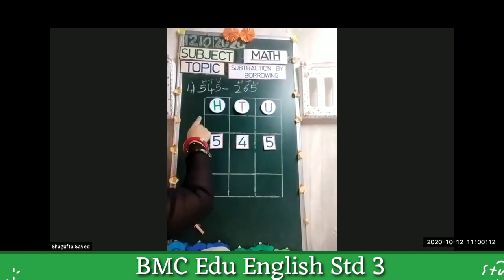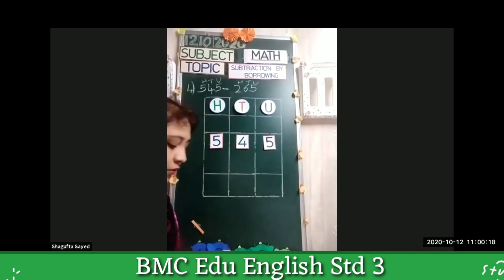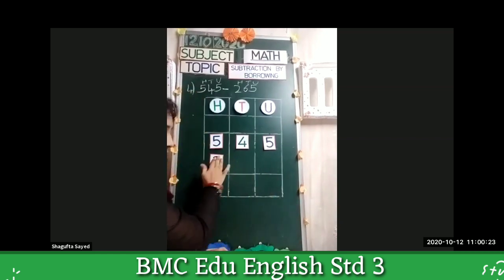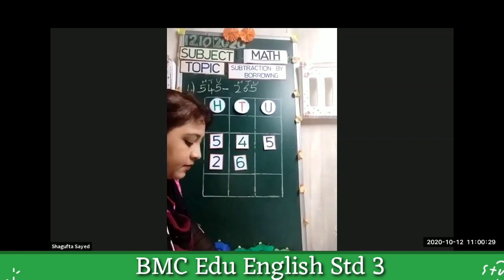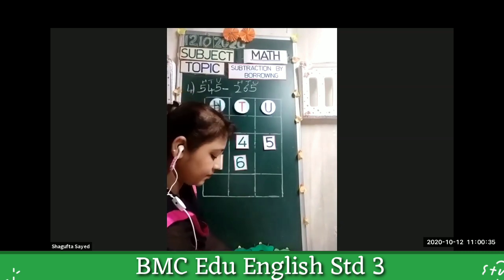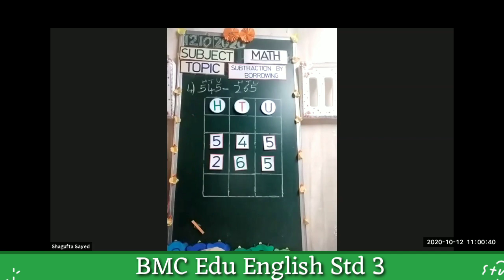Next, we have to minus 265. So, what we are going to do? We are going to minus 265. This is 265. Now, which sign do we have to write here? Subtraction. Very good. Minus sign. So, we have put a minus sign here.